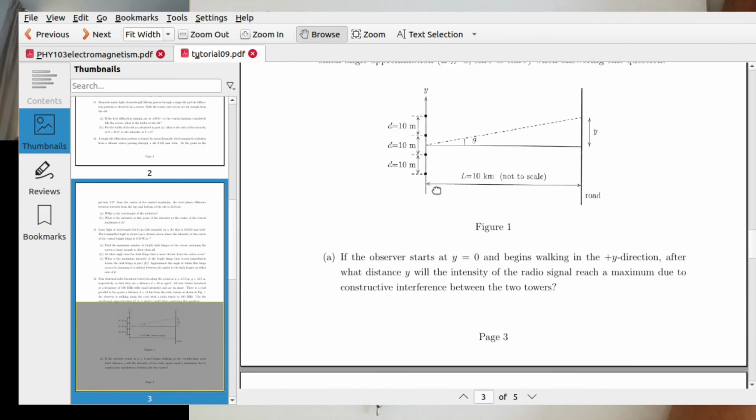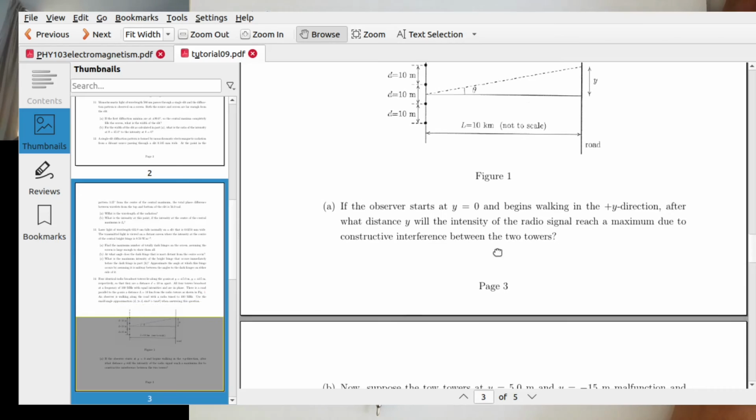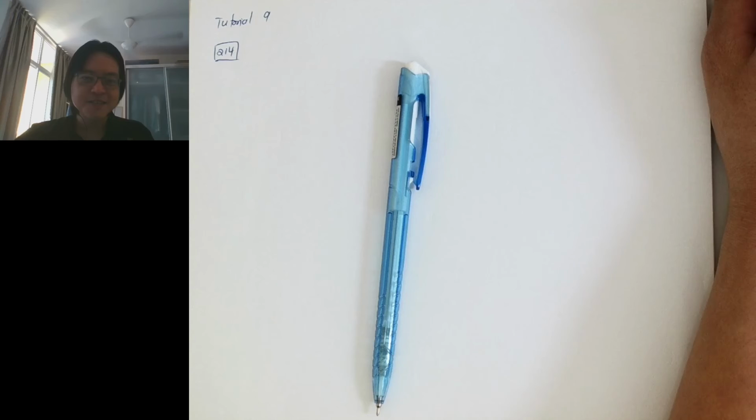4 towers, right? 1, 2, 3, 4. Okay, this is not Lord of the Rings. Oh, yeah, don't worry, final is very easy.